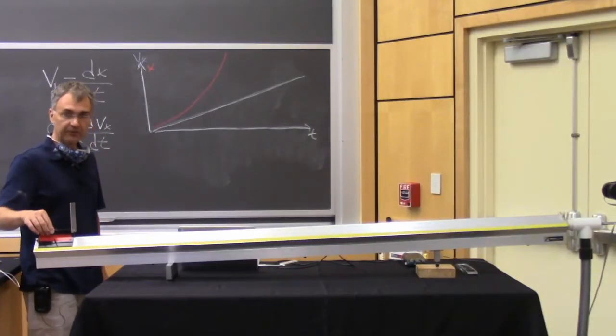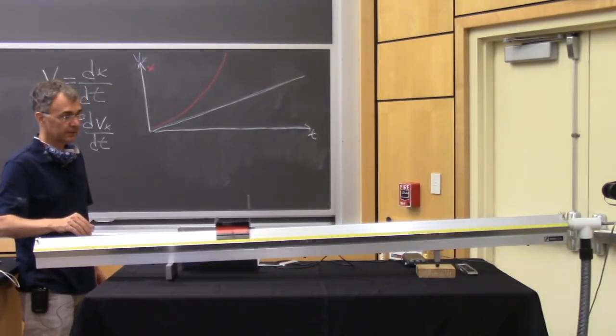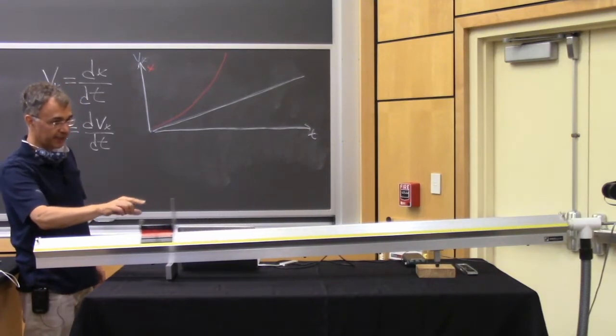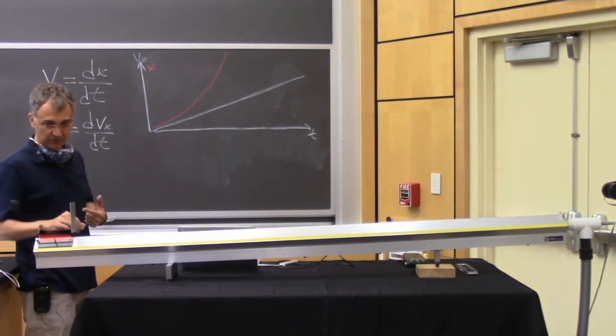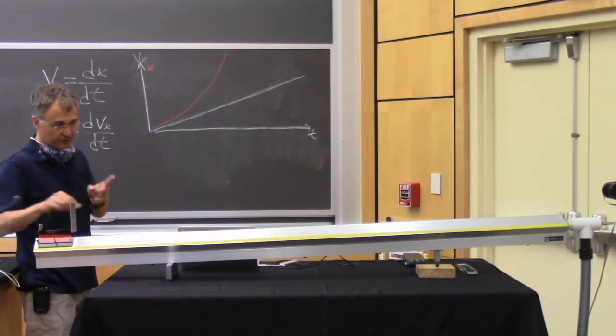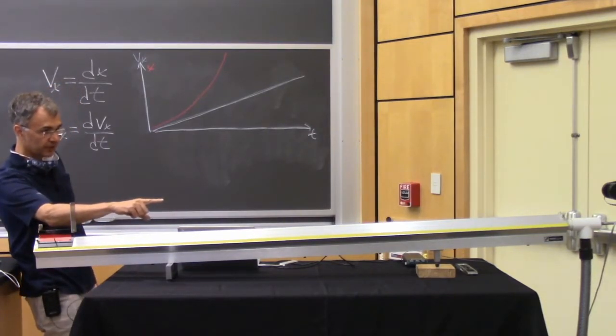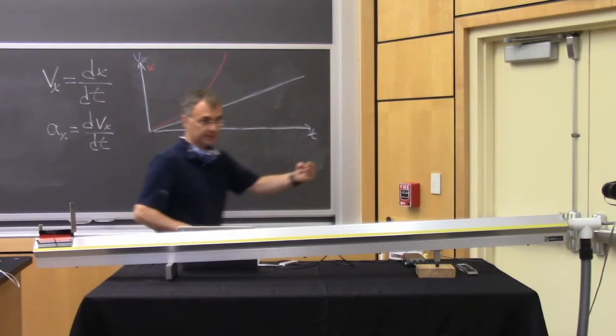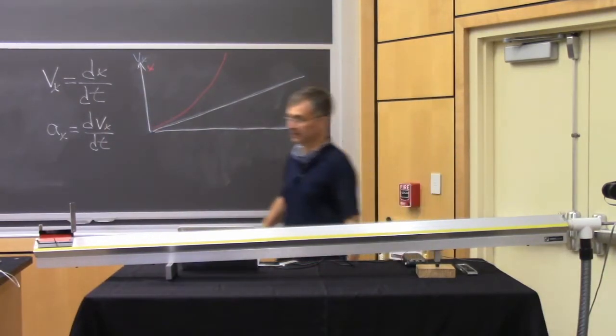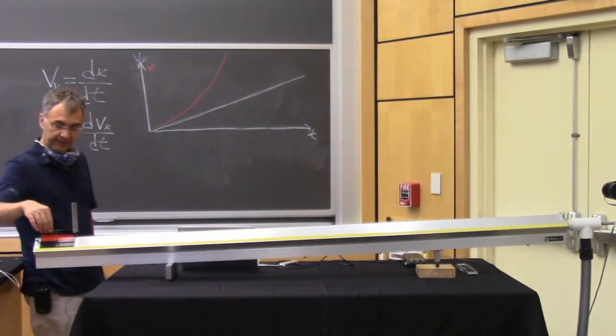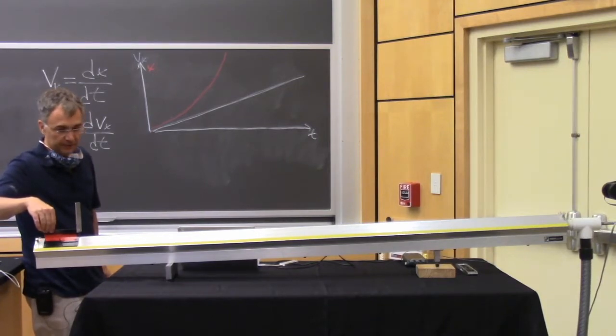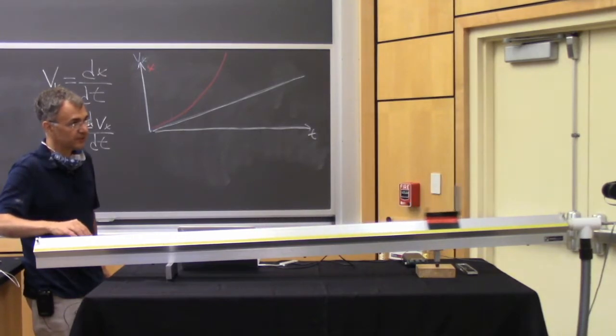If I give the cart a shove, initially the cart is moving that way, and then it turns around and moves back this way. So initially its velocity points uphill, but the x-axis points downhill. And then it seems like it slows down. It goes less and less quickly.